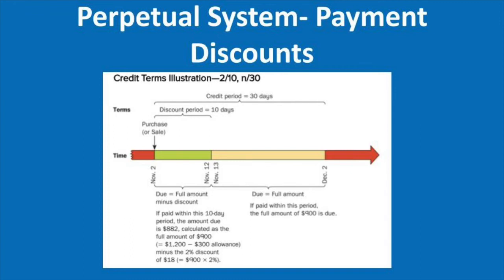So the dates are important here, and this is important for small business because small businesses want to take advantage of these discounts if possible, and you wouldn't want to ignore them. So in this particular instance, if we bought this, let's say on November 2nd, we would have 10 days to pay that bill, so we'd have to have it paid by November 12th. And if we paid it by November 12th, we could take 2% off the bill. And we have to get it all paid by December 2nd.